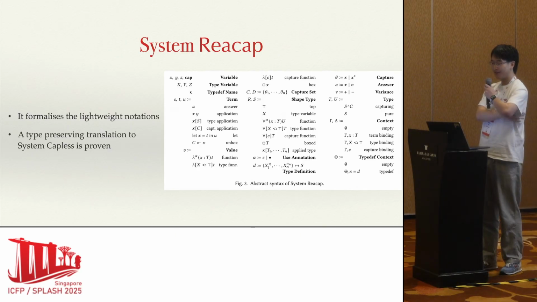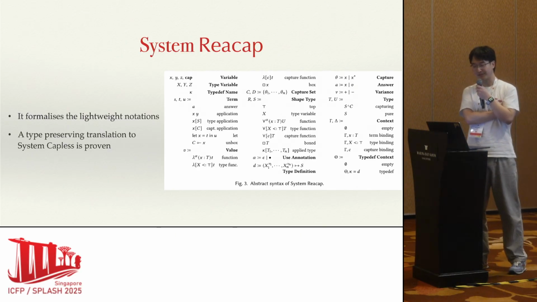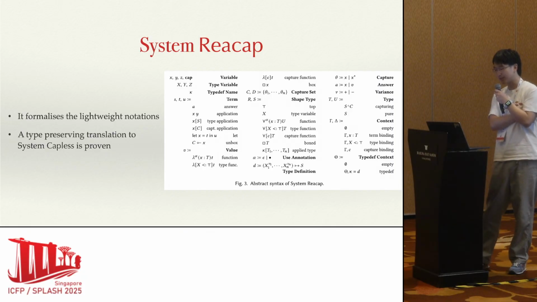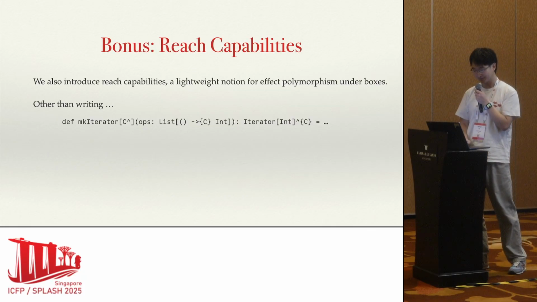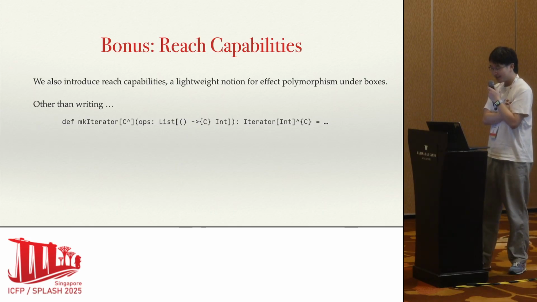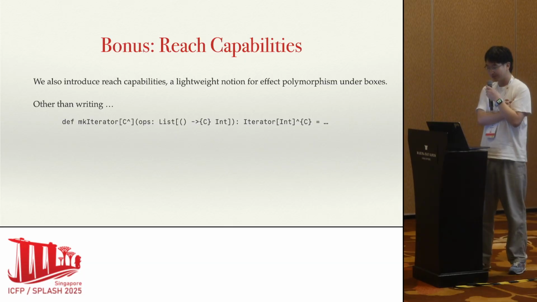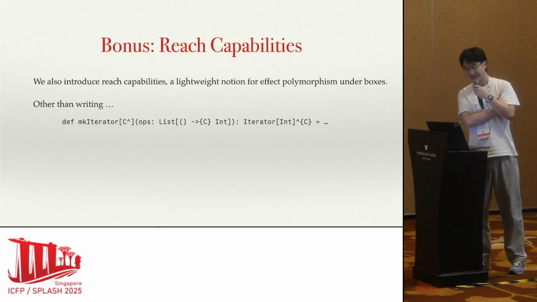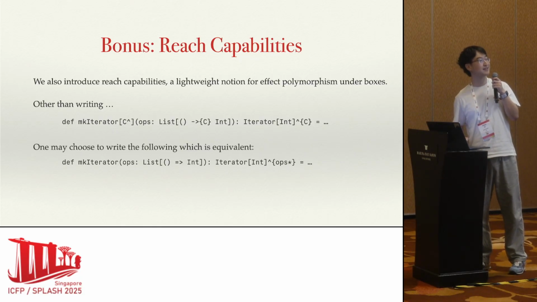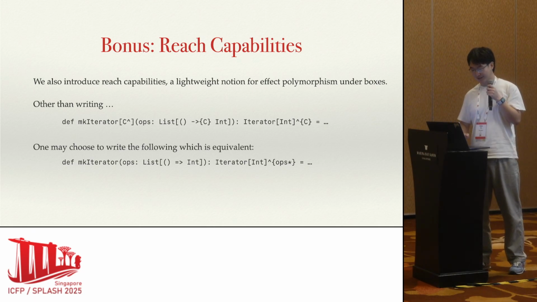And that's why we also have System RCap, and it formalizes all the lightweight notations we have in capture checking, and they are understood via a type-preserving translation or compilation to Capless. Moreover, we also offer lightweight notations for capture polymorphism under boxes. So instead of writing the function this way, which is what we've seen, you can equivalently write it this way, and that doesn't require any explicit capture parameters.